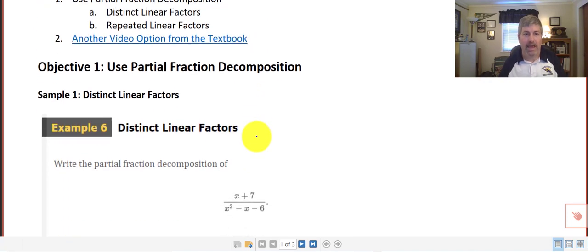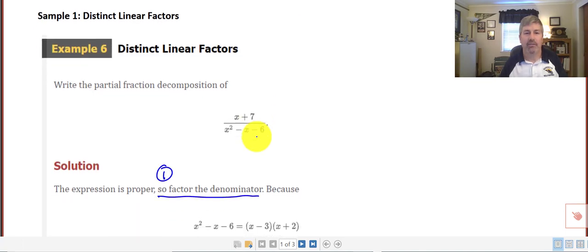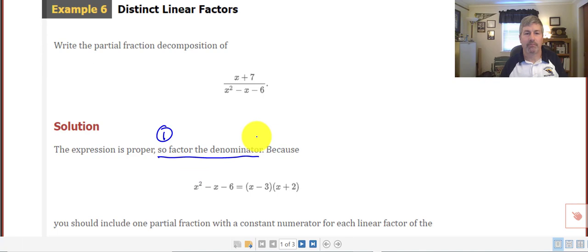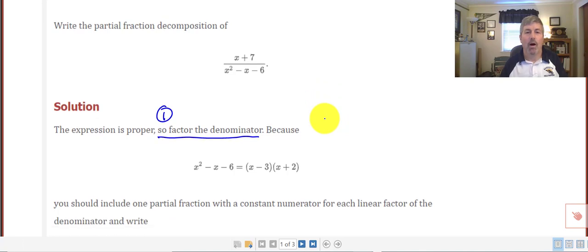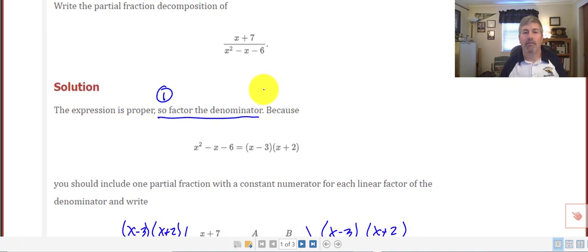So let's take a look at the use of partial fraction decomposition. The first one here uses distinct linear factors. You'll be asked to write the partial fraction decomposition of some particular fraction. Well, the first thing we want to do is factor the denominator. So we can factor x squared minus x minus 6 into x minus 3 and x plus 2.